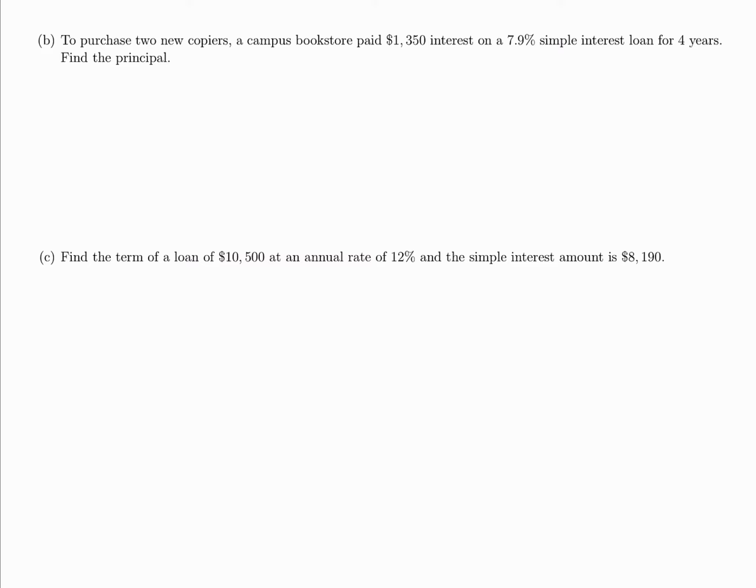So to purchase 2 new copiers, a campus bookstore paid $1,350 in interest on a 7.9% simple interest loan that lasted 4 years. We want to find the principal. So let's go through what each of these meant. So $1,350 interest, that means they are giving us I this time. I is $1,350. It is a 7.9% simple interest loan.